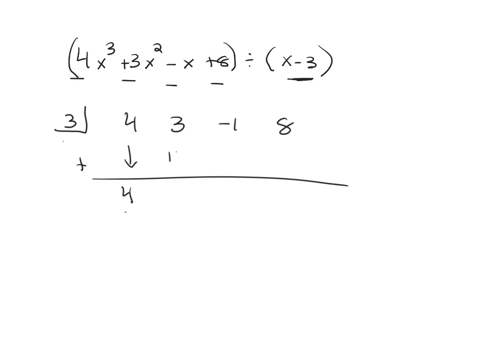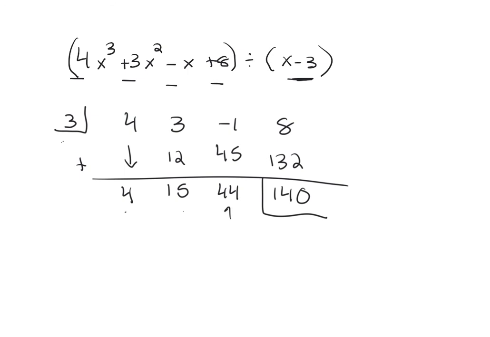3 times 4 is 12. 12 plus 3 is 15. 3 times 15 is 45. Negative 1 plus 45 is 44. 3 times 44 is 132. Add those together, you get 140. So that is your remainder.